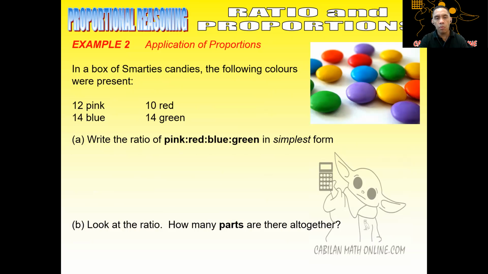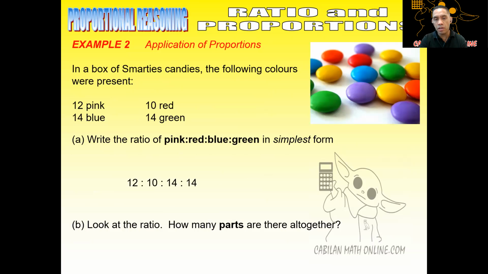Now you notice that what we want to do here is to group them according to the color that's defined in the question here. So it's write the ratio of pink to red to blue to green. Okay, so pink to red to blue to green is written as 12 to 10 to 14 to 14. Okay, so we have 4 sets of numbers, well technically 3 because we have 2 sets of 14s.